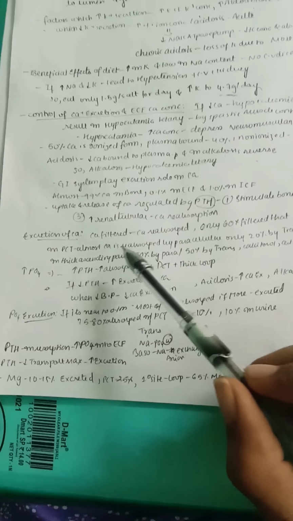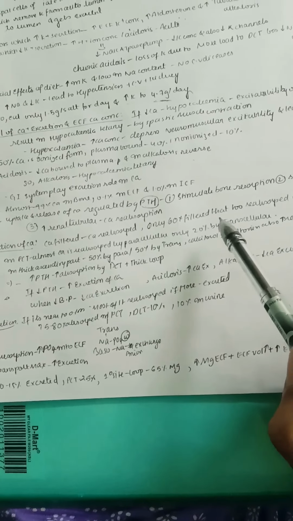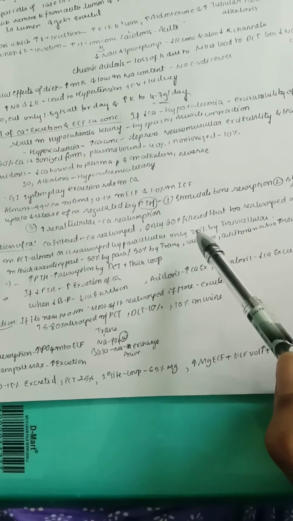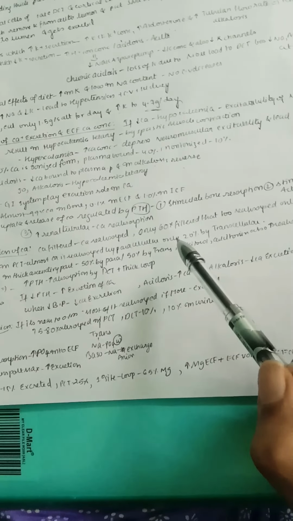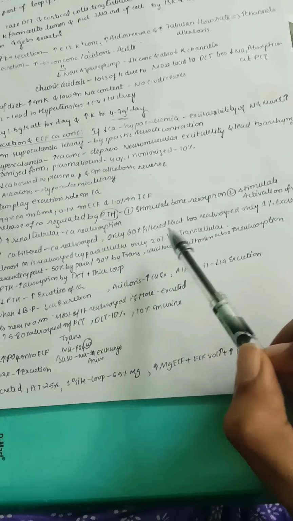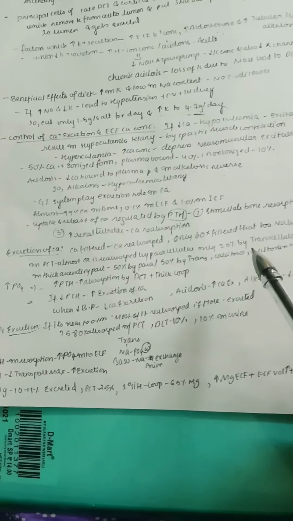Now let us see excretion of calcium, how calcium is excreted. Calcium is filtered, next it is reabsorbed. Only 60% can be filtered because the others are plasma bound, ionized. Only non-ionized calcium, free from plasma, can get filtered, that is 60%. That too is reabsorbed, and only about 1% of calcium is excreted out.